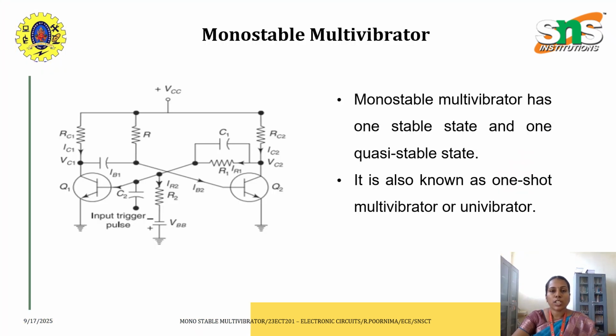So what is a monostable multivibrator? It is a two-stage electronic circuit which is used as a pulse generator, timer and delay circuit in digital electronics. A monostable multivibrator has one stable state and one quasi-stable state. It is also known as the one-shot multivibrator, which consists of a two-stage transistor circuit. For example, in this circuit diagram, we can see that we have two transistors, Q1 and Q2, RC circuits, and one trigger pulse is applied.